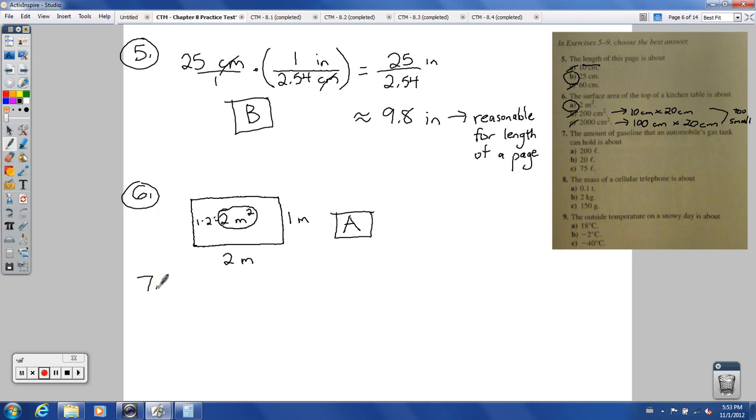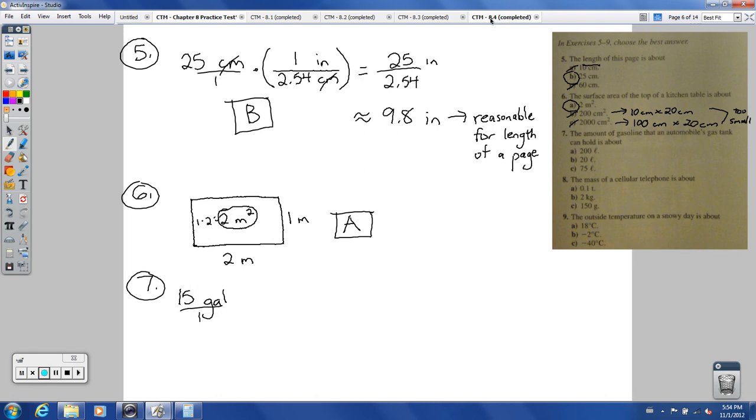Number 7, the amount of gasoline that an automobile's gas tank can hold is about... If you've ever traveled to another country, this would probably be a lot quicker of an answer for you. For us in America, we'd probably say about 15 gallons for a normal automobile. So I'm going to write down 15 gallons, abbreviate that like that. I'm going to make it a fraction.